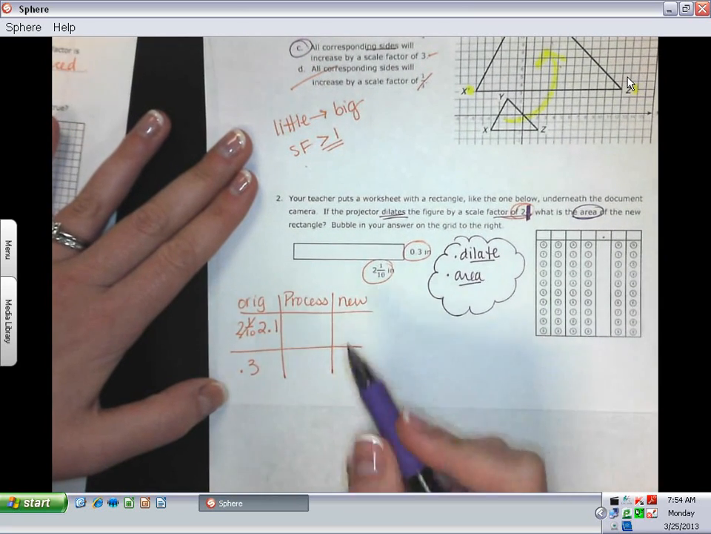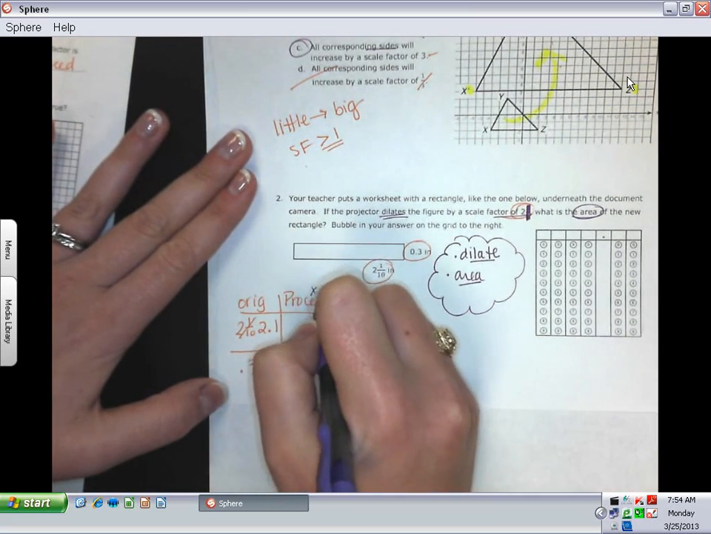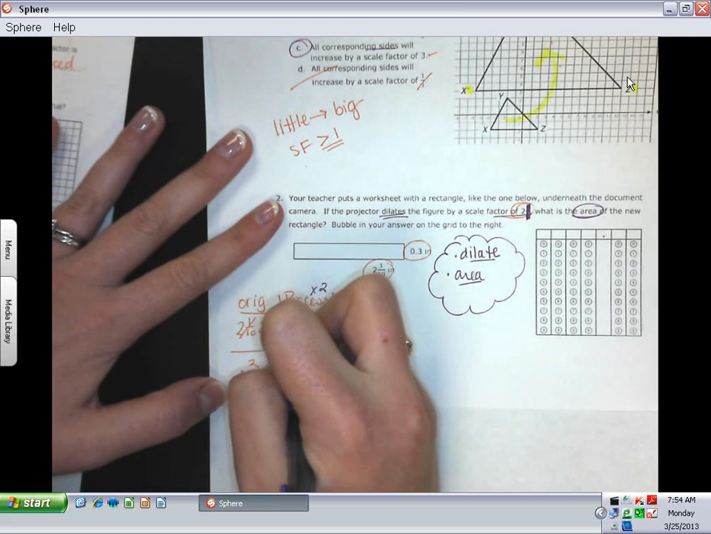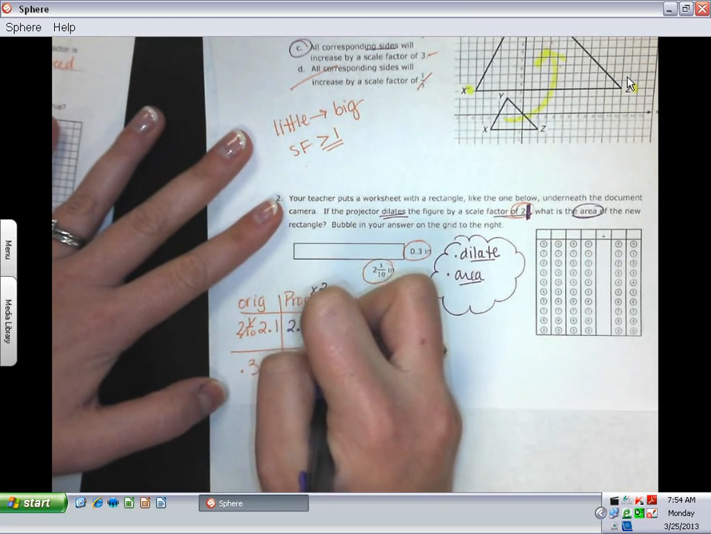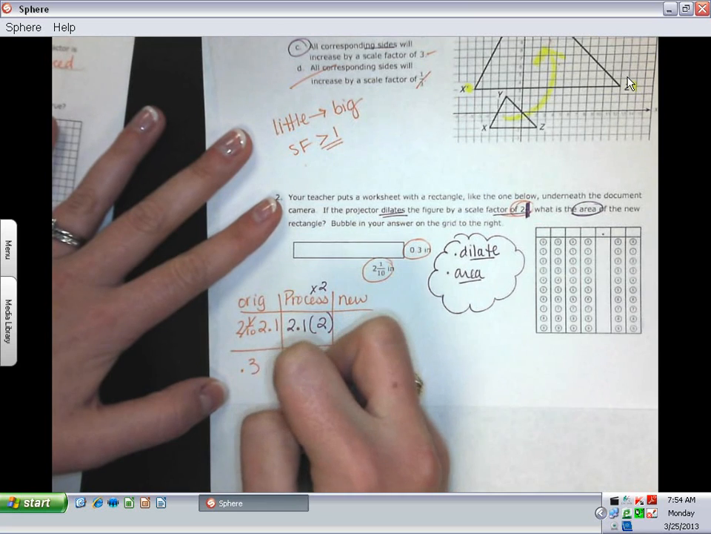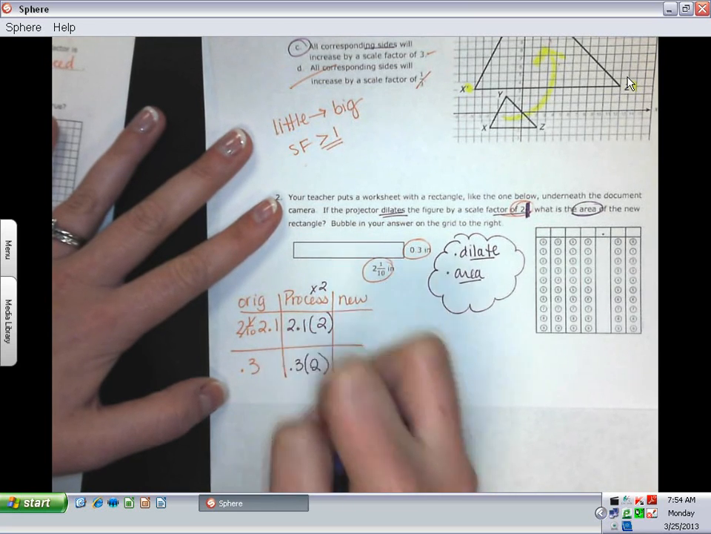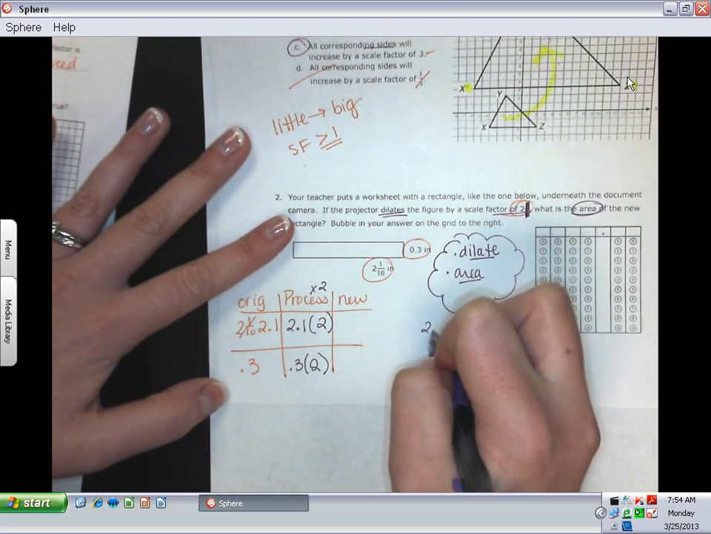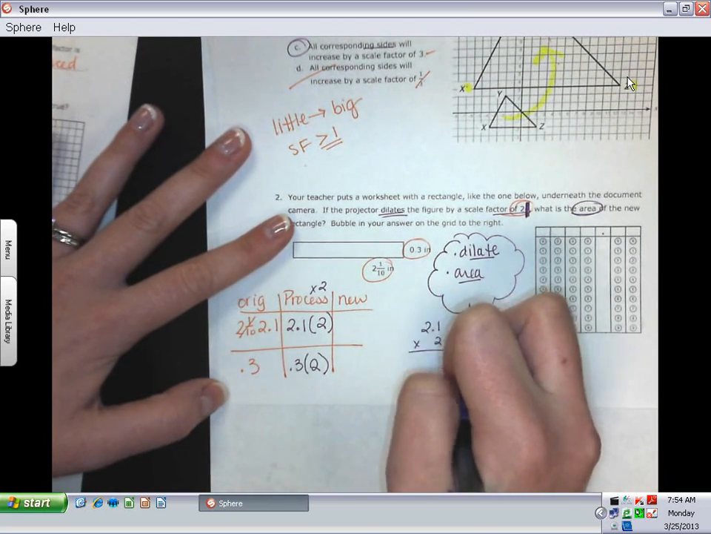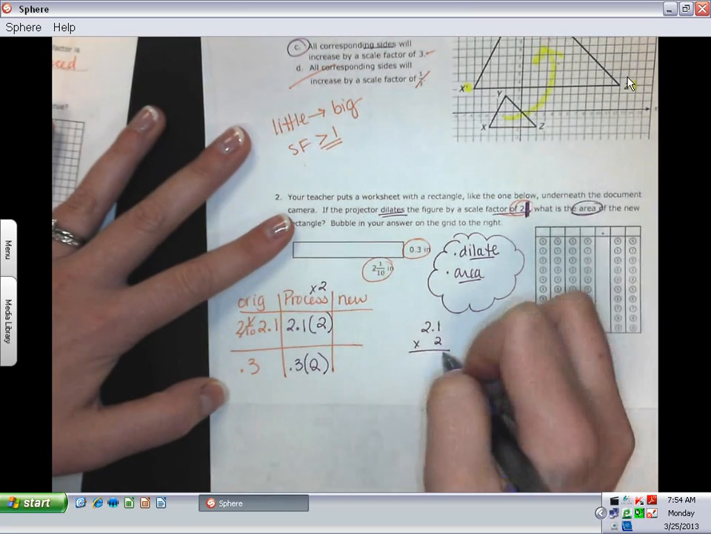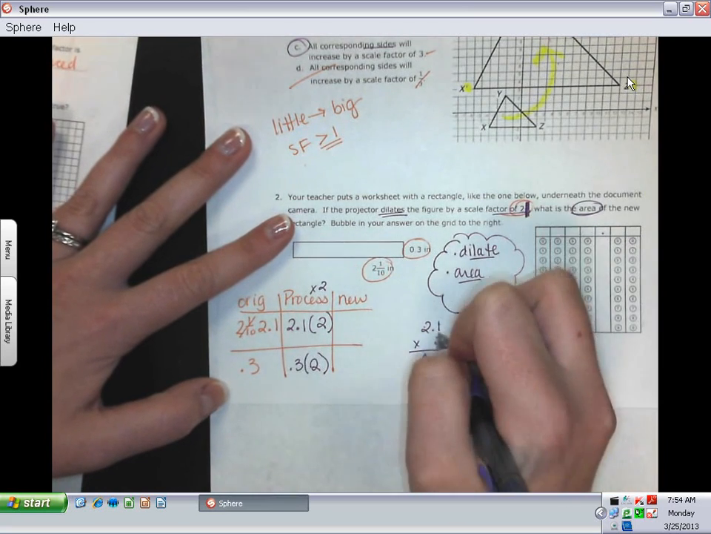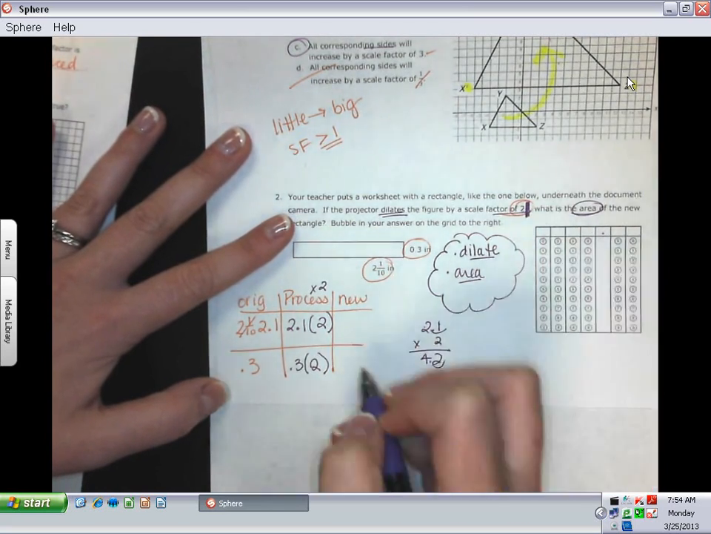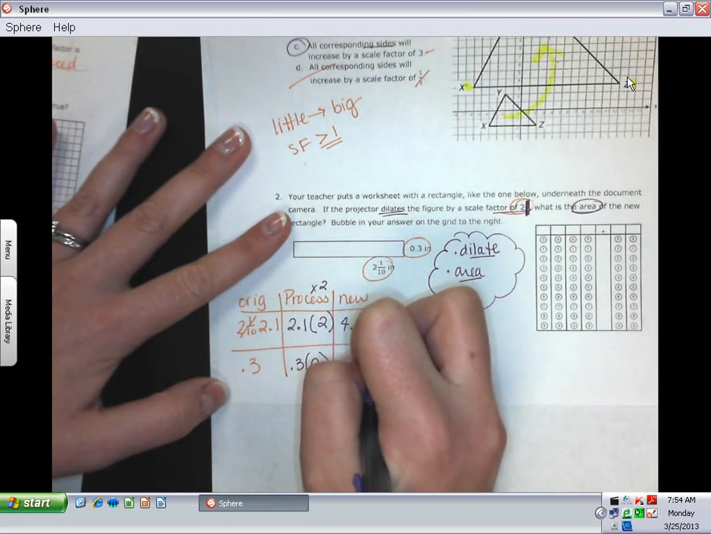So the process for a scale factor is multiplying by 2. So I'm going to write 2.1 times 2, and I'm going to write 0.3 times 2. Remember both sides. So on the side I'm going to do 2.1 times 2. 2 times 1 is 2. 2 times 2 is 4. And I have 1 decimal place. So this new length here is 4.2.